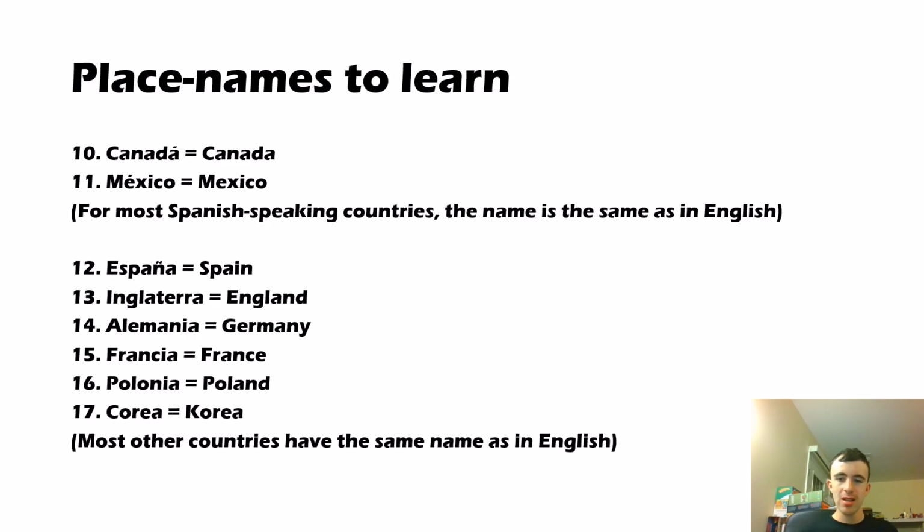And Alemania means Germany, and basically that's one you'll just have to memorize. Then Francia, this means France. And Polonia, you might recognize from the element polonium, which was named after Poland, because the scientist who discovered it was from Poland. So yeah, the Spanish word is Polonia. And the word for Korea is just one letter away, Corea. And as it says on the slide, most other countries you just call, for now, the same name as they have in English.